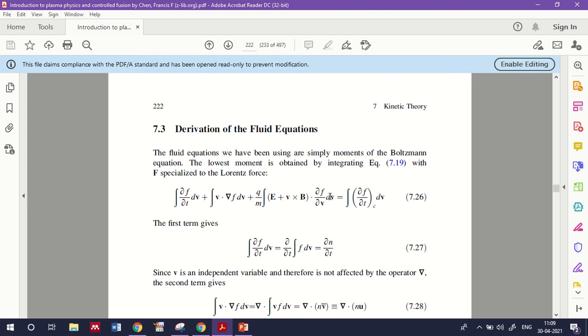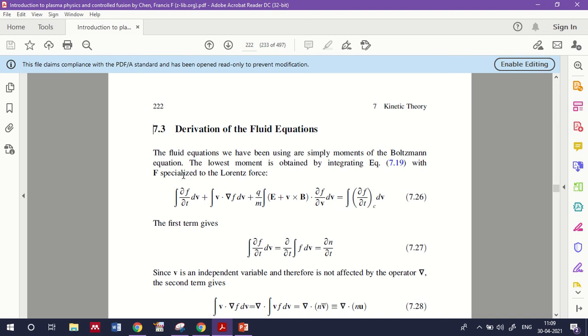So what we have done is we have taken the Boltzmann momentum equation, that is, integral dou F by dou T dV plus integral V dot delta F dV plus Q by M integral E plus V cross B dot dou F by dou V dV, which is equal to the integral of dou F by dou T at collision dV. So now we are just integrating the momentum of the Boltzmann equation.